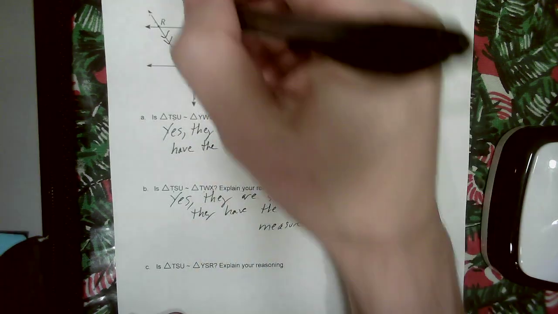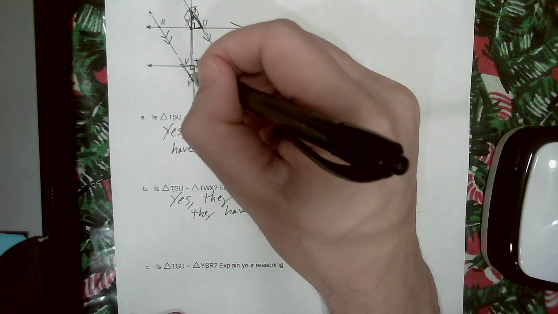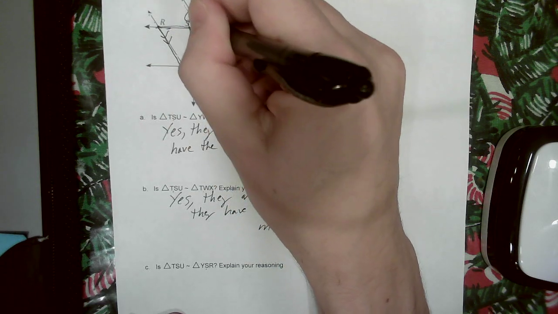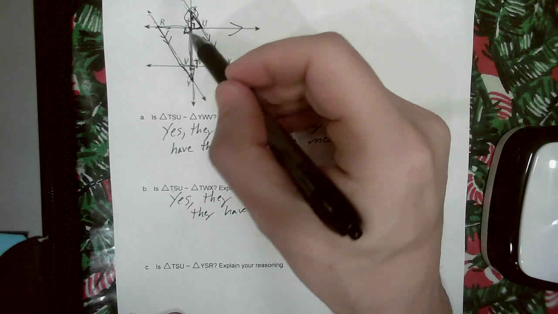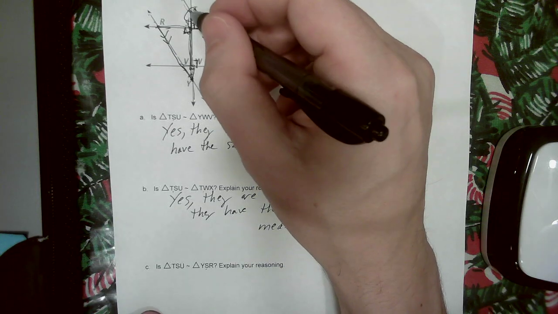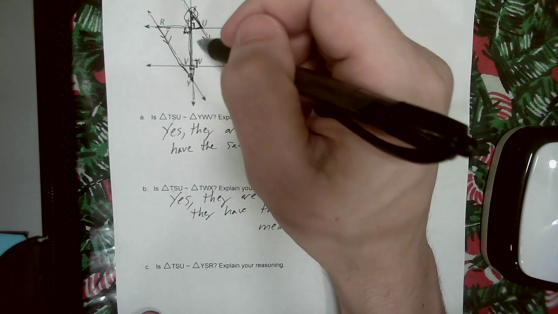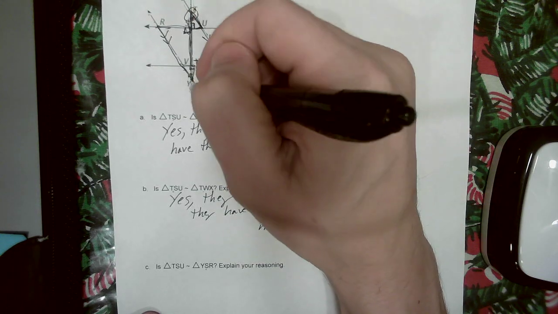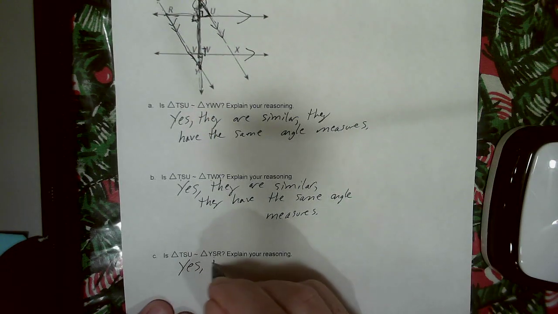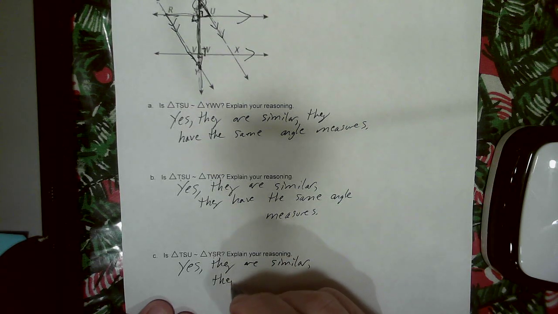Last one, TSU, again the small one, similar to YSR. So let's check that out. They both have a 90-degree angle. Okay. And then if I look at another thing here, this angle is the same as this one, right? Because I got that transversal here straight up. So those are the same. So these two also have to be the same. So again, same reason. Yes, they are similar. They have the same angle measures.